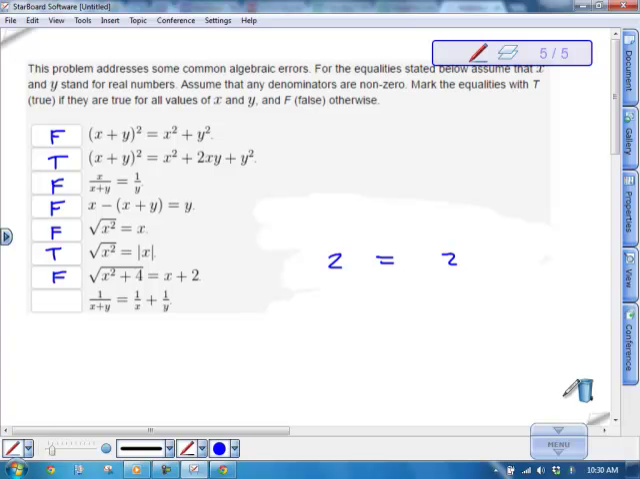All right, and then the next problem, we need to figure out if this is equal right here. Let's just try to simplify this one by hand. So you get 1 over x plus 1 over y. I want to add these two fractions together. To do it, I need a common denominator.